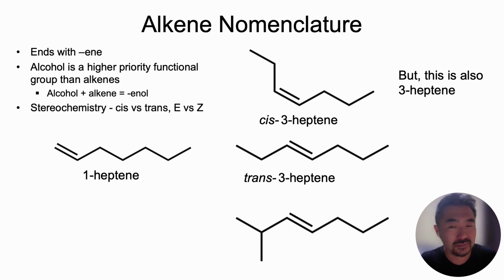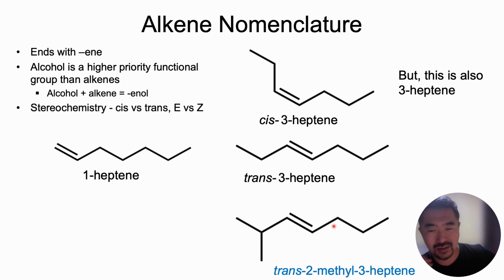Now, what about this molecule? If you have a branch or some other substituent on an alkene molecule, you just have to add that with the number location. This is the way you would write that name: trans-2-methyl-3-heptene. So this would be the 2 position, 1, 2, 3, 2.